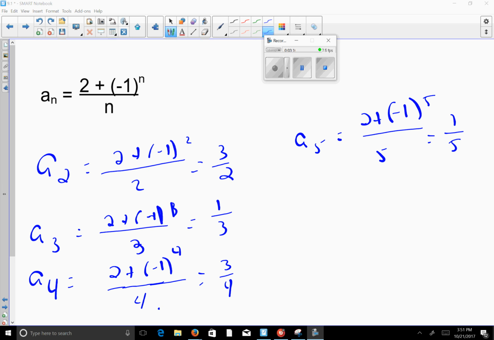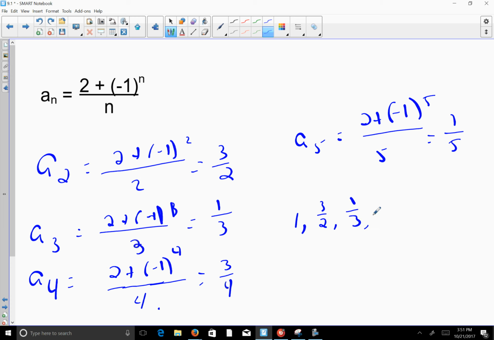So I moved to another page to give myself more room. When I did this, my first term was 1. Then my second term was 3 halves. Third term was 1/3. Fourth term was 3/4. Fifth term was 1/5. And if I had to ask you to continue the pattern, you should probably notice that the numerators are fluctuating between 1 and 3, and the denominator is just whatever term you're on. That's what the denominator was.